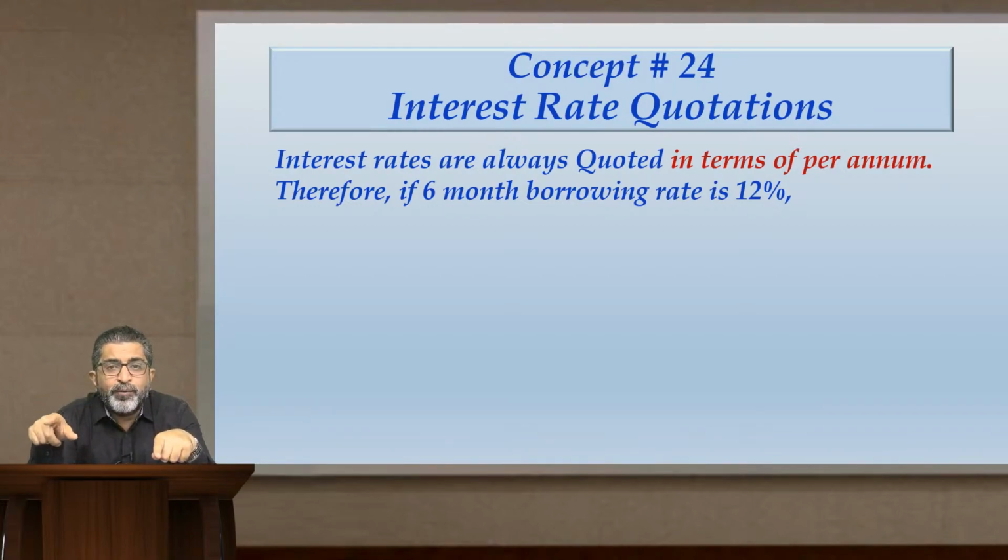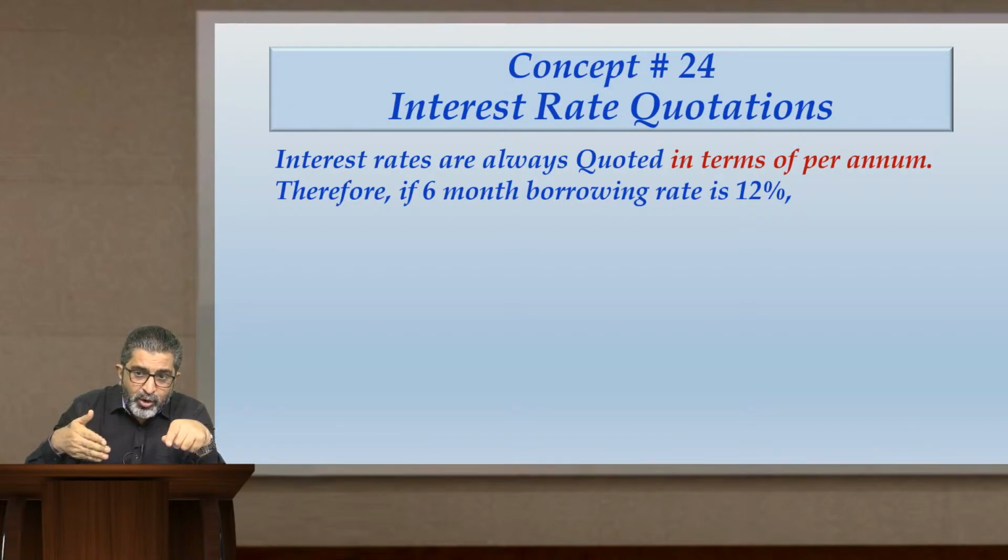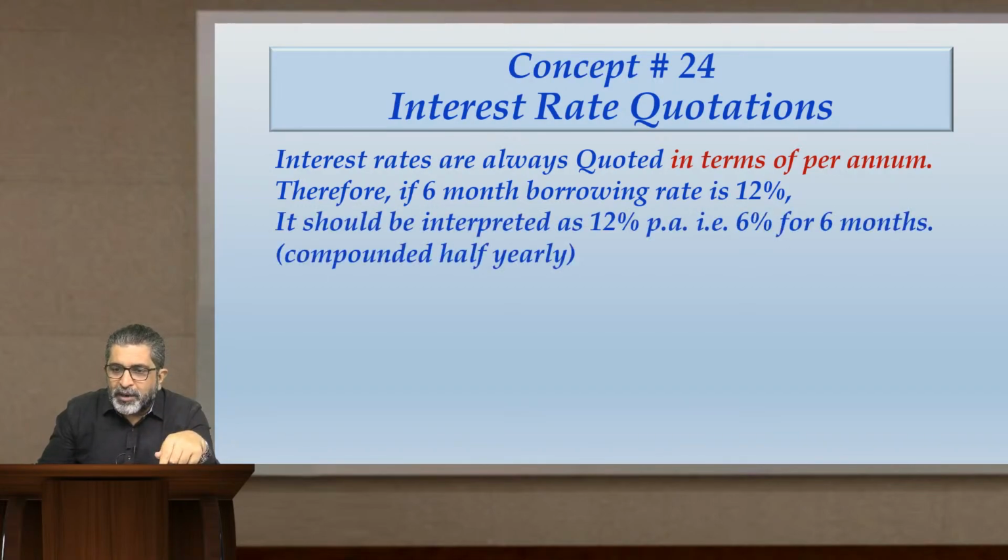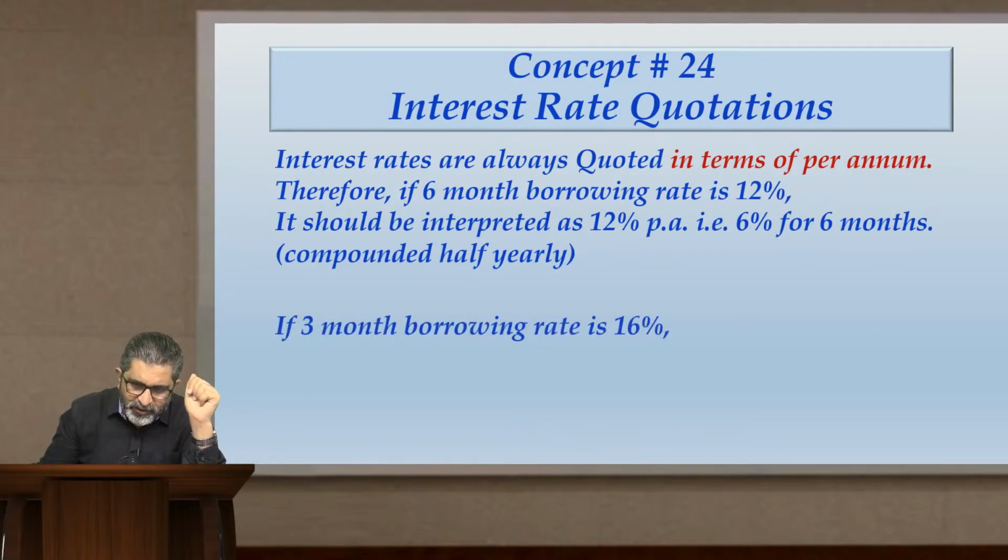So what is the role of 6 months? The contract is for 12% per annum, but interest will be payable half yearly. That means it is giving you an indication that you have to make payment of interest on your borrowings every half year. It should be interpreted as 12% per annum, that is 6% for 6 months compounded half yearly, which implies that interest settlement has to be made on a half yearly basis.